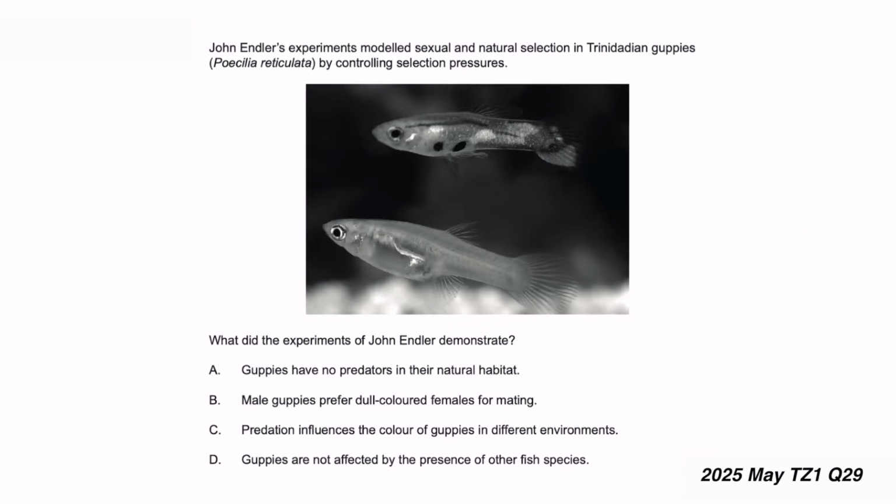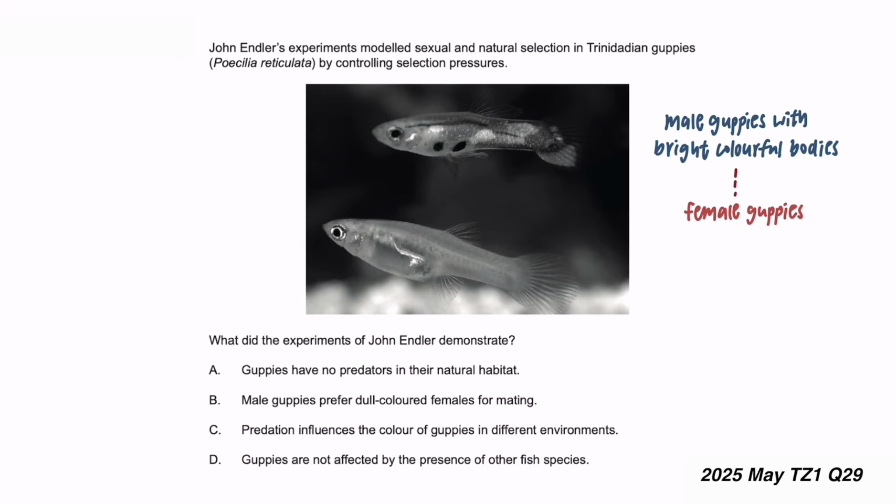John Endler's experiment is a typical model to study how various selective pressures are acting on living organisms. Male guppies with bright, colorful bodies can easily attract female guppies, so they are easier to mate and pass on the allele for bright color body traits to the next generation. However, male guppies with bright, colorful bodies are more susceptible to predation, so it will lower the frequency of the allele for bright color body traits.